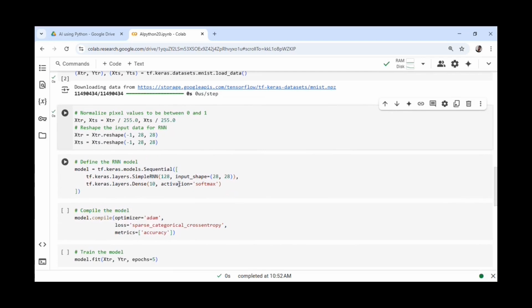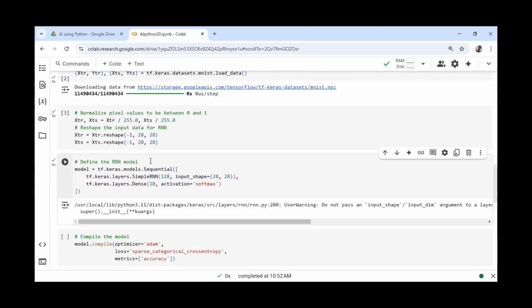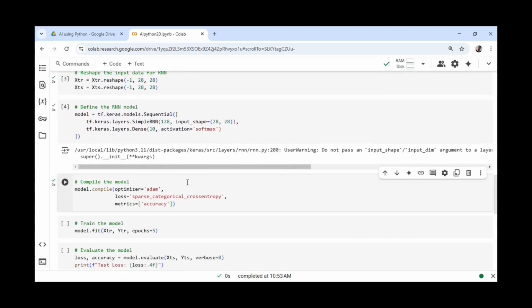We can define the RNN model using the Sequential function in the TensorFlow library. And here we can define the input shape and the neural network structure. Here we will be using softmax as the activation function. Once the model is defined, we can compile the model. And here we will be using Adam as the optimizer and cross entropy as the loss function.